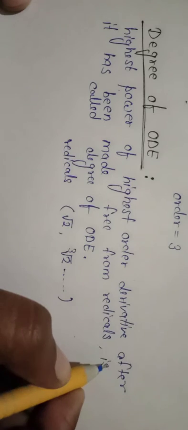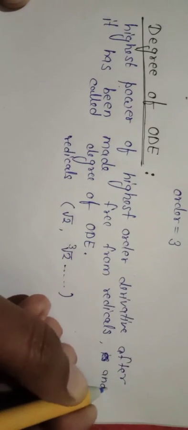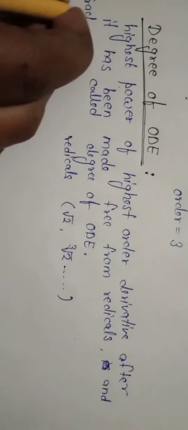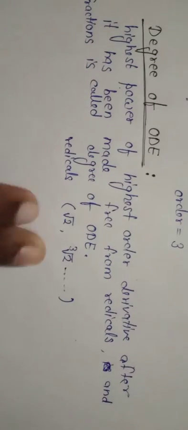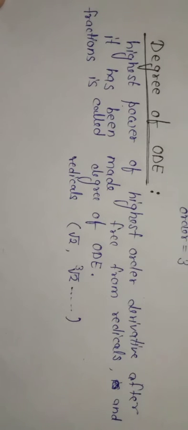Yes, there is some correction. Along with the radicals, there should be fractions also. Fractions should not be involved as the power of highest order derivative. If there are fractions, we will remove them by squaring or cubing. Whatever we do, we have to just remove the radicals and fractions from the given differential equation.